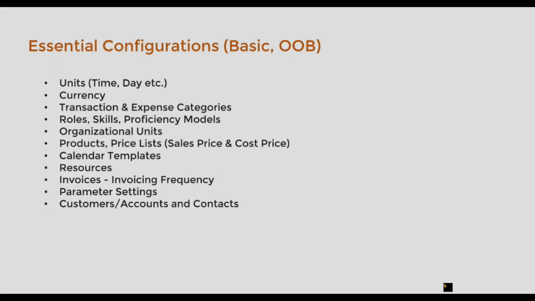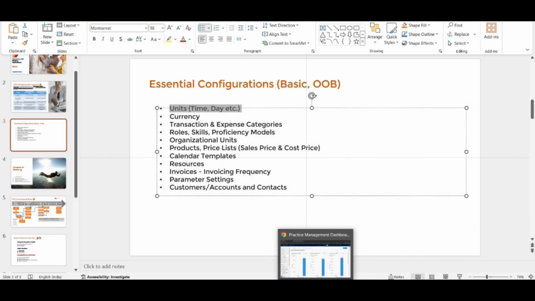Okay, now let's understand how we can configure various elements within Dynamics 365 PO. We need to configure unit, currency, transaction and expense categories, and various other things which you can see in this slide within Dynamics 365 PO before we actually start using it. And while I am demoing it, I will explain what exactly they are. So let's begin. Let's see how we can configure units within Dynamics 365 PO.